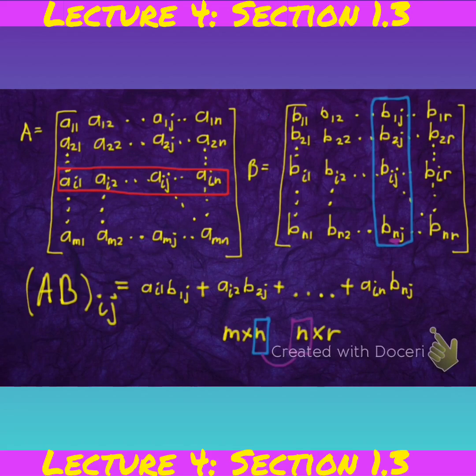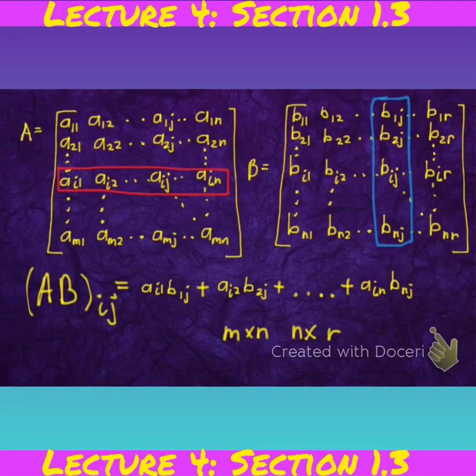So the number of columns of the matrix that occurs first in the product, which is A, needs to be the same as the number of rows of the matrix that occurs second in the product.